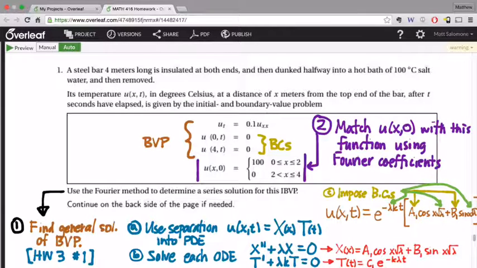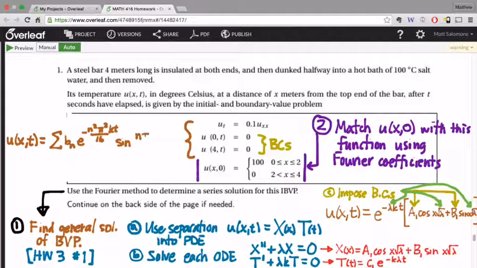With all that information taken together, we can show, as you did, again, on homework 3, question 1, that the general form of the solution is u of x and t is the sum of some coefficient, bn, times e to the minus n squared pi squared kt over L squared, and L is 4 here, so that ends up being 16, times the sine of n pi over 4 times x.